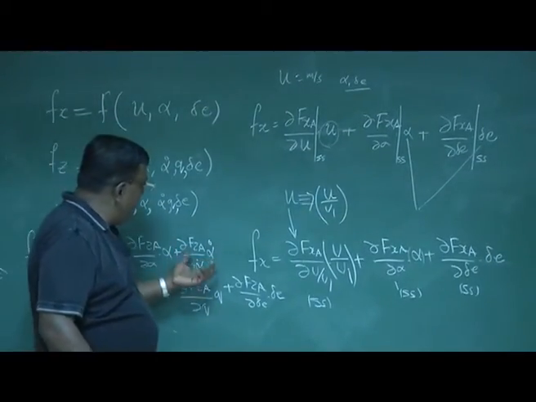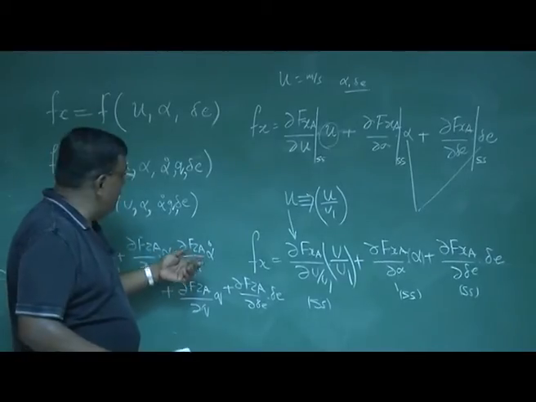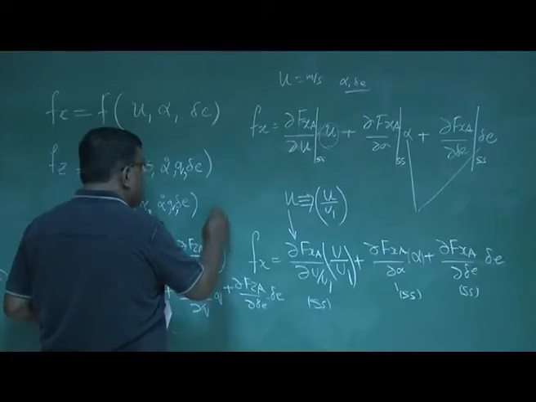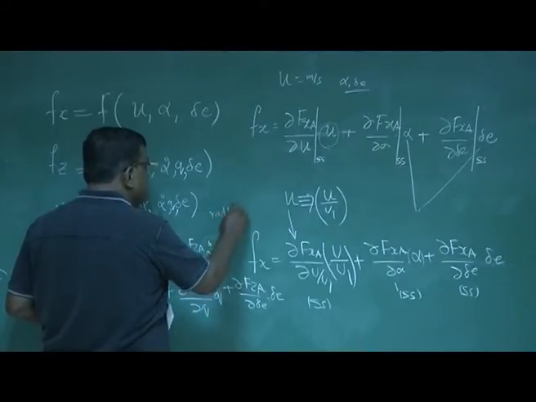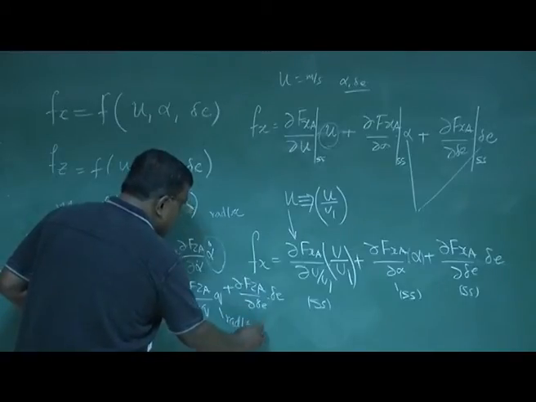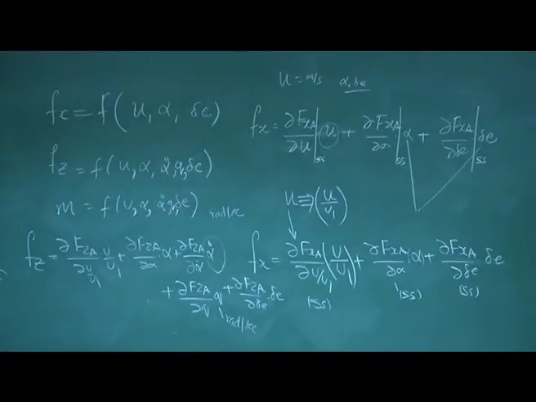But the moment I come to dFza by d alpha dot into alpha dot, I find this has radians per second, so it has a dimension, and q is also radians per second. It has a dimension. So I have to make both of them non-dimensional to be consistent. So what do we do? We do a simple trick.